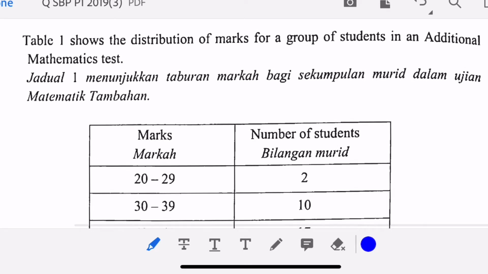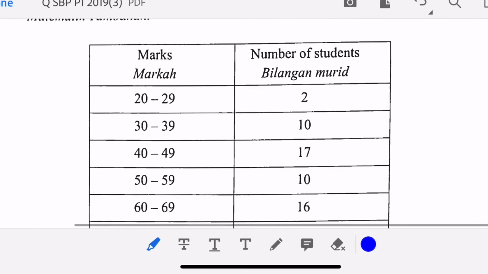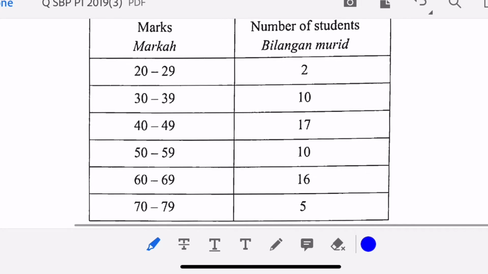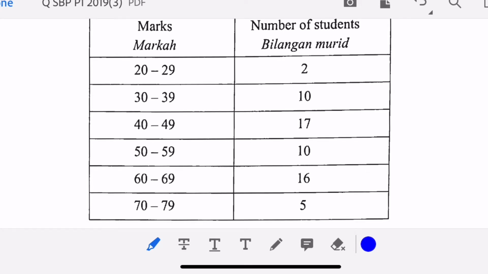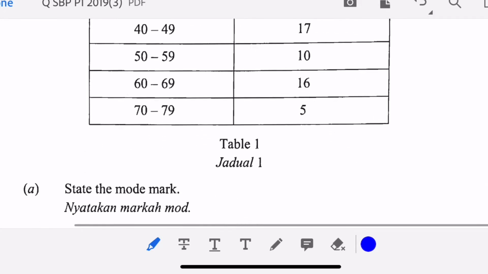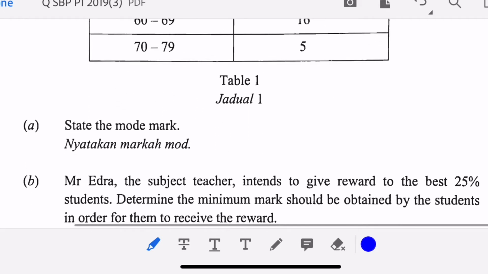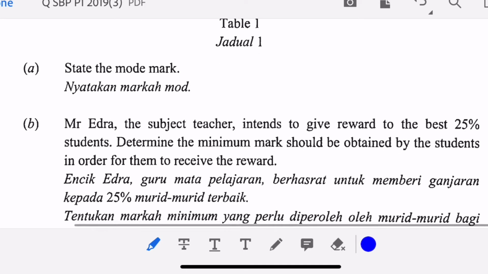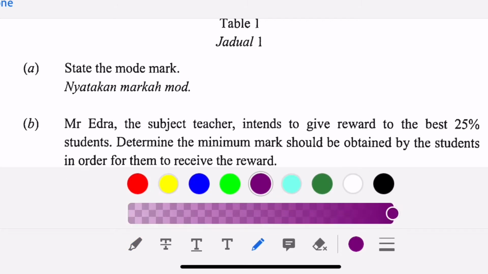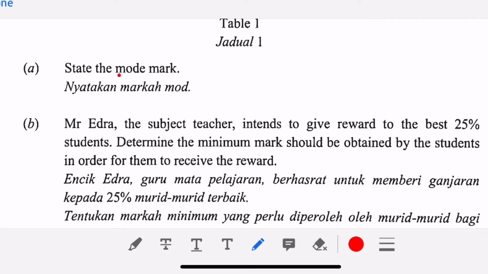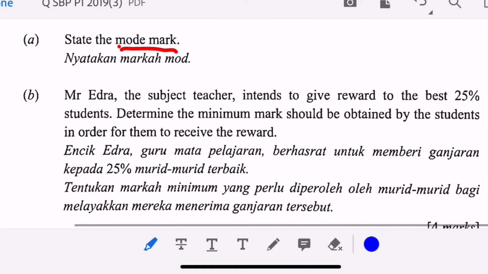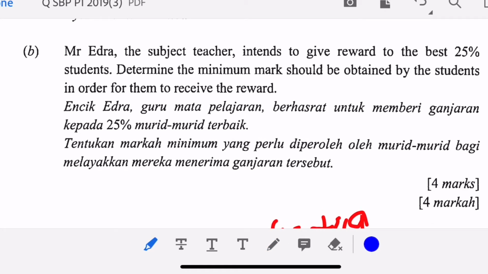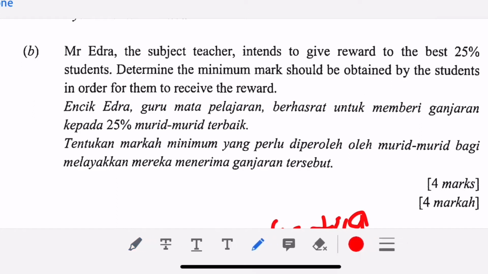So let's see this question. This is a paper 1 statistic question. You are given a frequency distribution table, with the frequency and the class interval. You're asked to state the mode mark. Normally for mode mark, you think of using the histogram, but this is paper 1, so I don't think you need to draw the graph. Maybe you need to sketch.